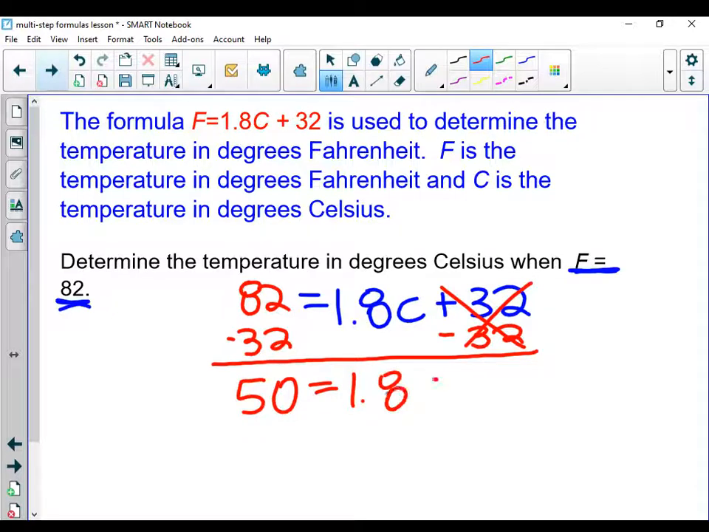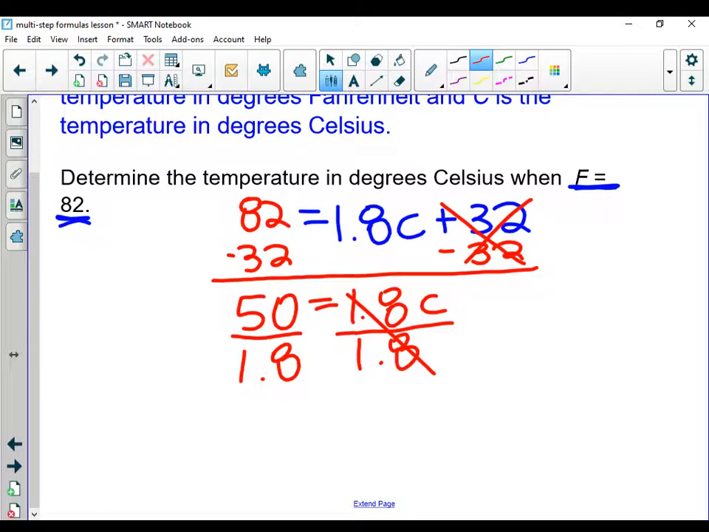50. Did you get 50? Yes. Last step. Divide 1.8 by 50. Can I have this one? Move the decimal. 500.